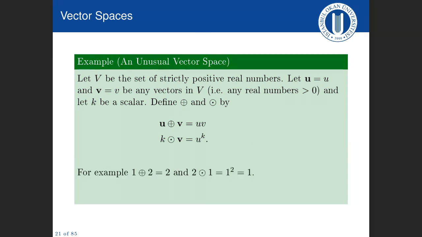So let's just try with some numbers. For example, 1 plus 2. The way we add two numbers together is we just multiply them, so it's going to be 2. And the number 2 multiplied by the vector 1 is 1 to the power 2, which is 1. So that's weird, right? 1 plus 2 is 2. 2 multiplied by 1 is 1. Show that V is a vector space with these operations.